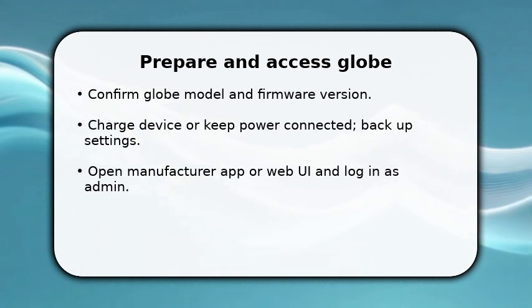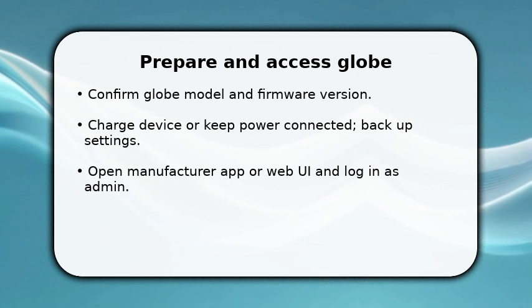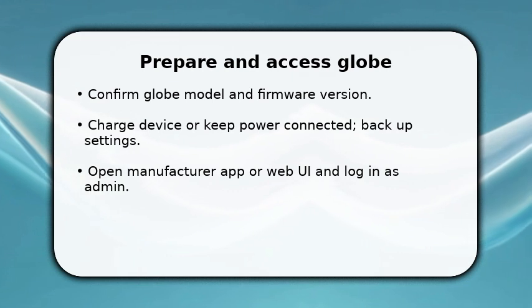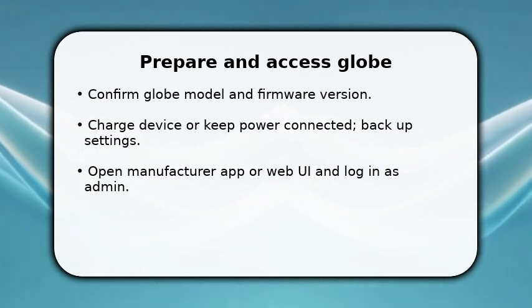Next, open the manufacturer app or the globe's web UI and log in with the administrator account. This gives you access to the QR code and network settings you will change now.